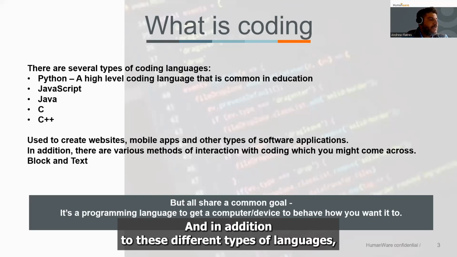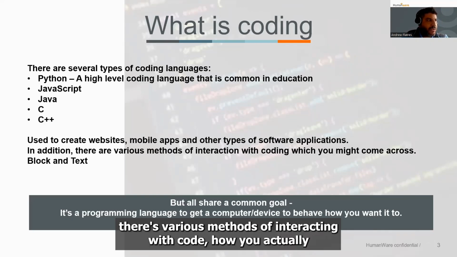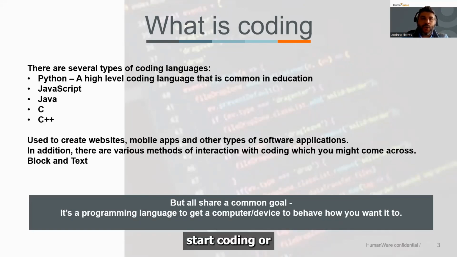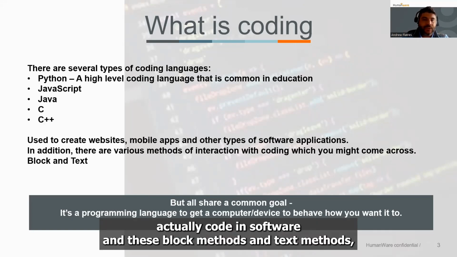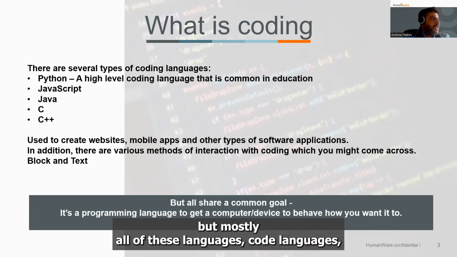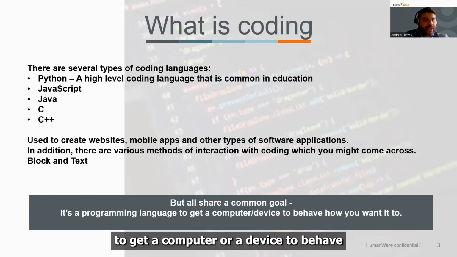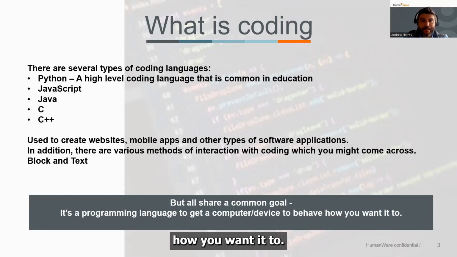And in addition to these different types of languages, there's various methods of interacting with code, how you actually start coding or actually coding software. And these are block methods and text methods, and we'll touch base on those in a couple of slides. But mostly all of these code languages, they all share that same common goal. And of course, it's a programming language to get a computer or a device to behave how you want it to.